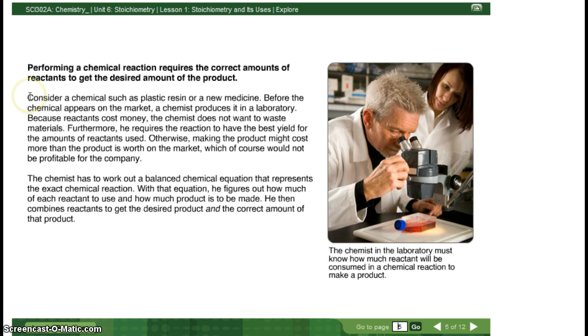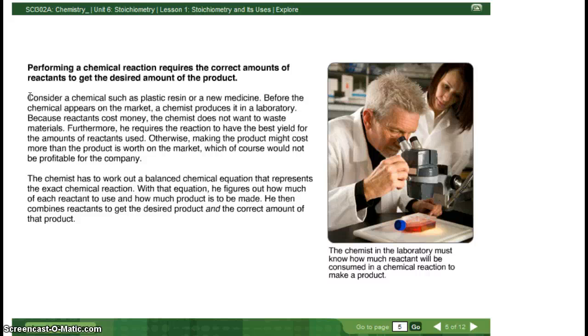All right. Consider a chemical such as plastic resin or a new medicine. Before the chemical appears on the market, a chemist produces it in the laboratory. Because reactants cost money, the chemist does not want to waste materials. Furthermore, he requires the reaction to have the best yield for the amount of reactants used. Otherwise, making the product might cost more than the product is worth on the market, which of course would not be profitable for the company.